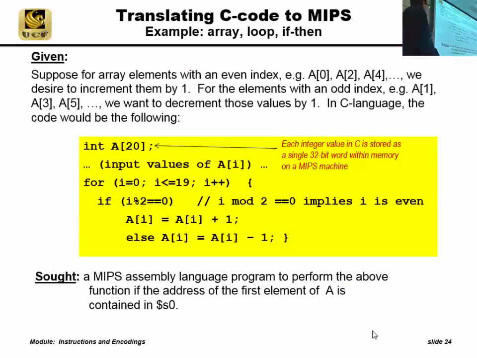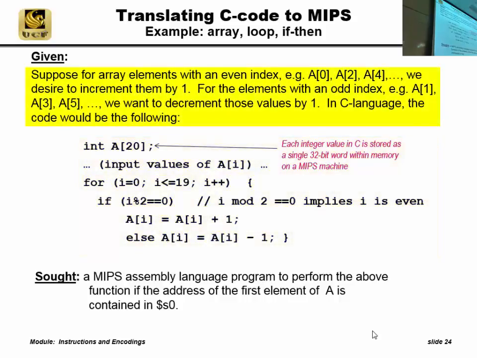Here's a C program with arrayed values, and we want to access this in memory, and we have also some other specification, making it more interesting. We did even and odd. Now we're going to put it to work. So suppose for array elements with an even index, we desire to increment them by 1. So we're stepping through the array, and for those with an odd index, we want to decrement. So if it's an even index, we add 1 to the value. If it's an odd index, we decrement it by 1.